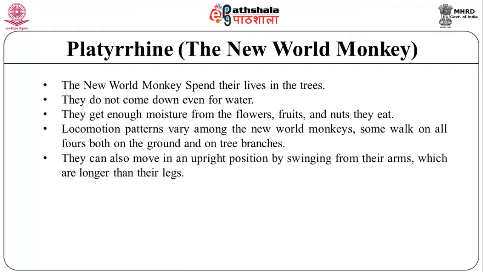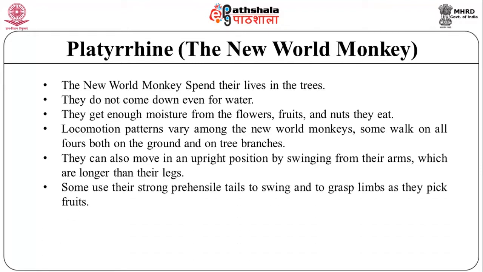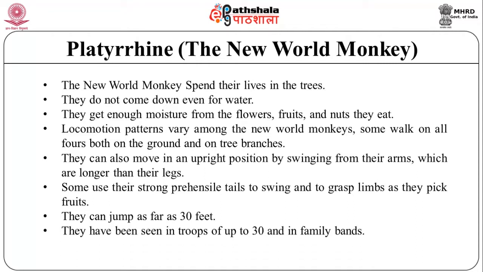Others can also move in an upright position. They do so by swinging from their arms, which are longer than their legs. Some use their strong prehensile tails to swing and to grab limbs as they pick fruits. They can jump as far as 30 feet. They have been seen in groups of up to 30 and in family bands.